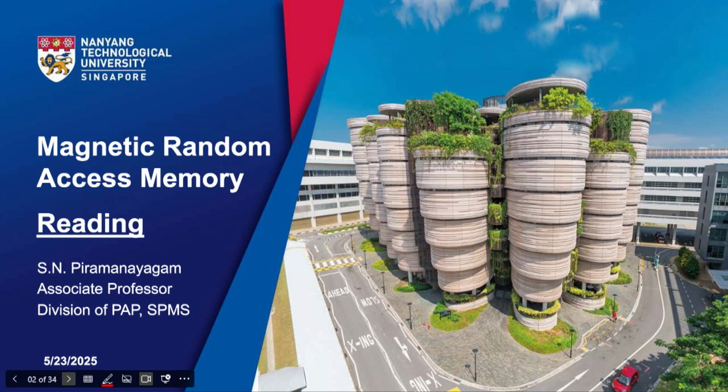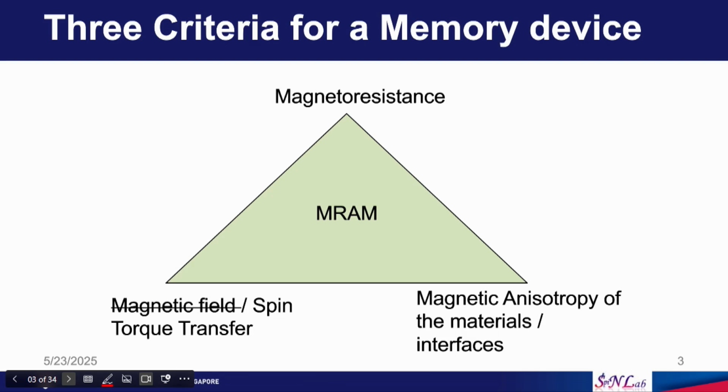I will highlight the technical aspects, and the challenges when we try to implement this in the industry. So, we have been learning about how we write information and how we store information. When it comes to reading the information from MRAM, the magnetoresistance is the one that determines how we read information.